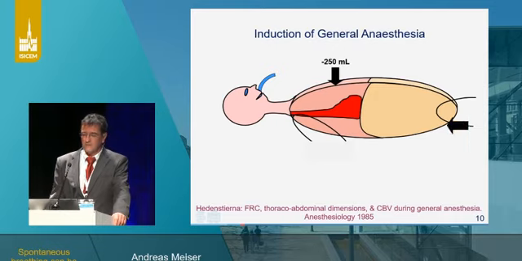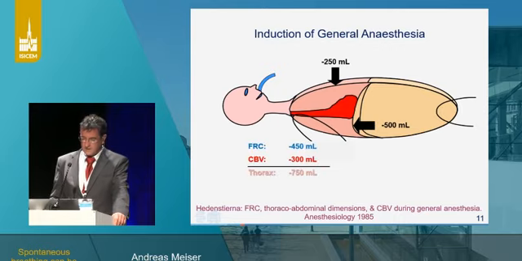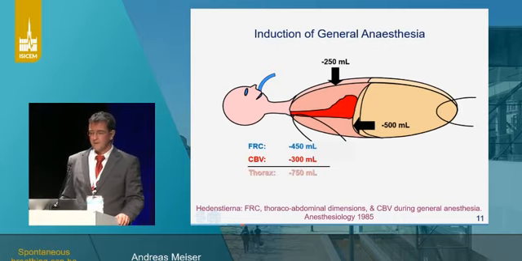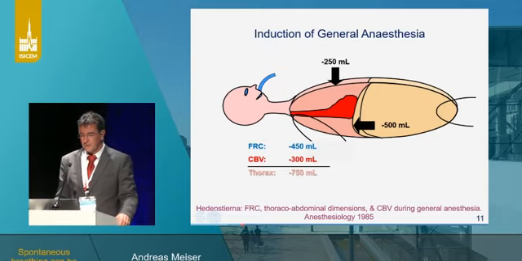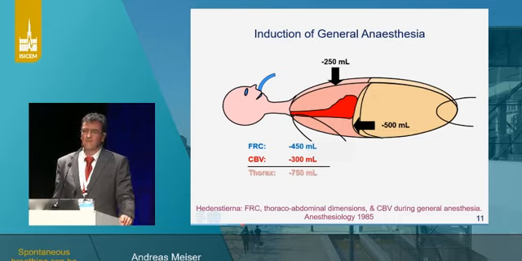Then the diaphragm will move upwards. This will cause a further reduction of 500 milliliters. And these 750 milliliters split up about 300 milliliters reduced central blood volume and 450 milliliters FRC, which is lung volume, and this means that some areas of the lung will collapse.